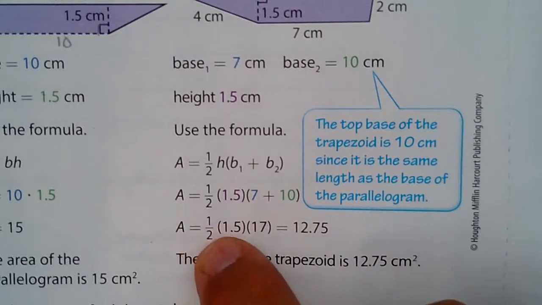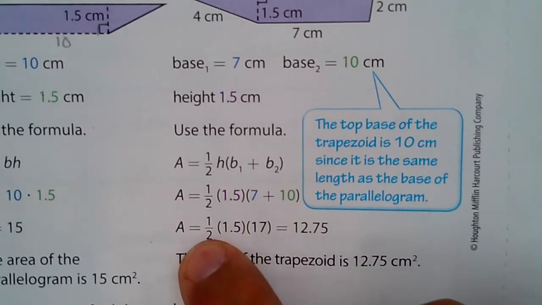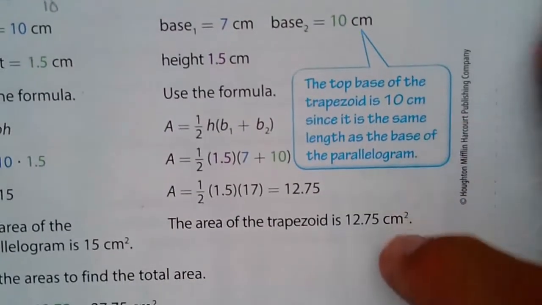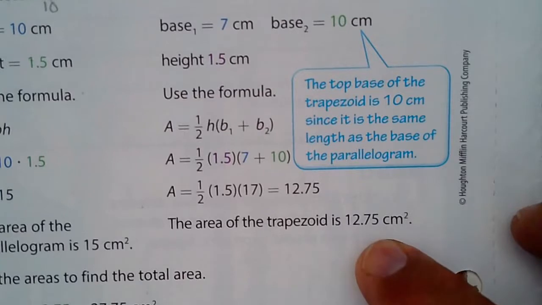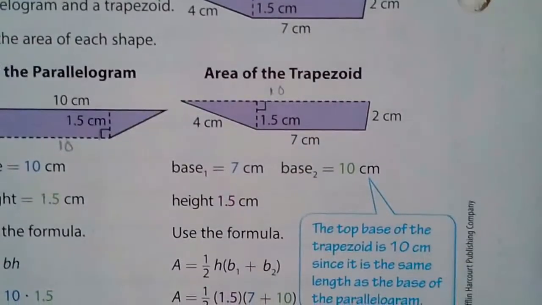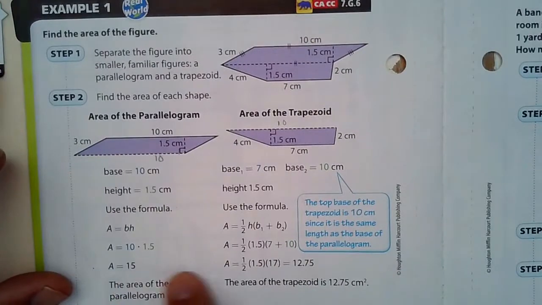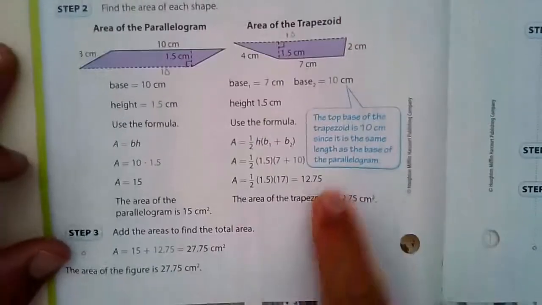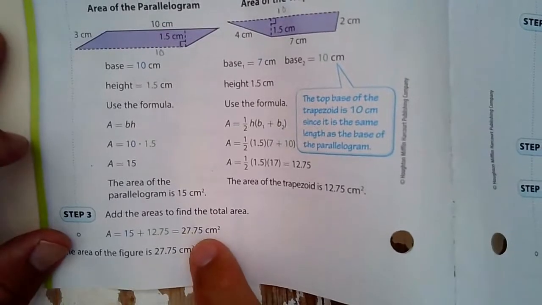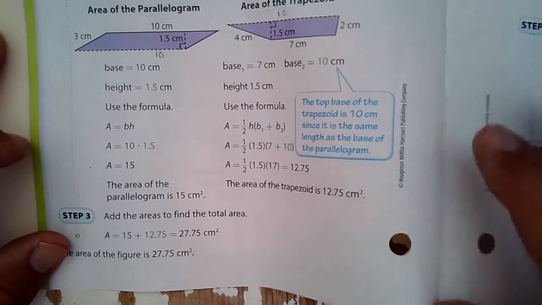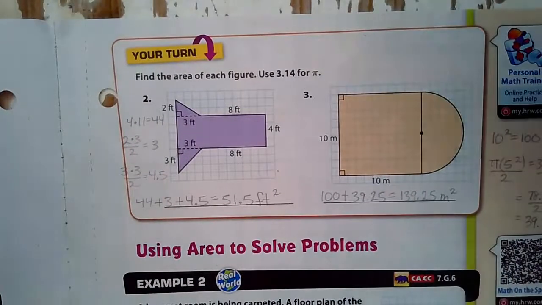And 1/2 times, well, we can call that 0.5 times 1.5 times 17 is 12.75. And so the area of the trapezoid is 12.75. So the total area of everything here is what? The 15 plus the 12.75 right here, which is 27.75. That's the entire area. And make sure you have the square centimeters label right there because we are talking about area. So going on to the your turn questions.